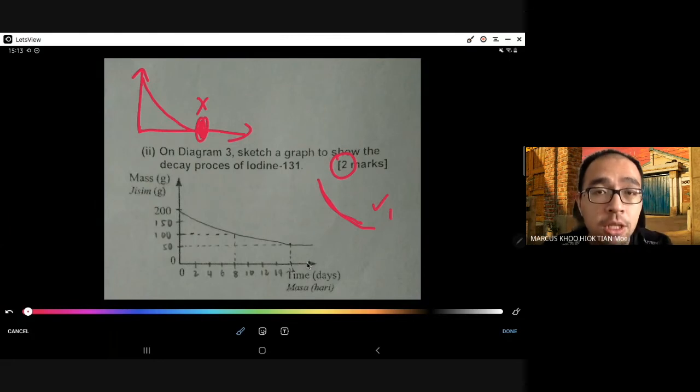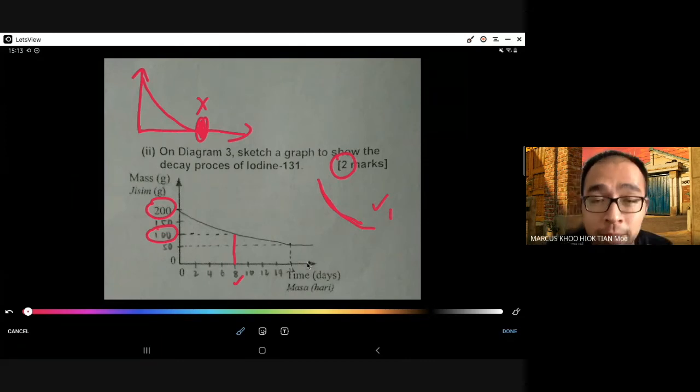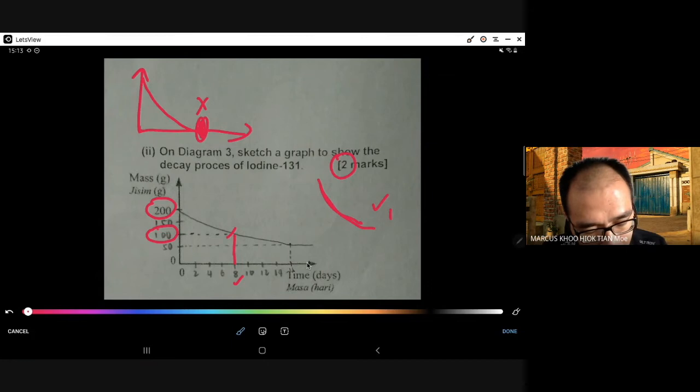Second mark is you show me 1 half-life. So you start with the 200 that was given, you go to 100 and you make sure that over here it is the 8, to show 1 half-life. If you want to go forward and show 2 or 3 half-lives, also no problem. But what I want to see is this point over here, 8 and 100. That one, I must see.